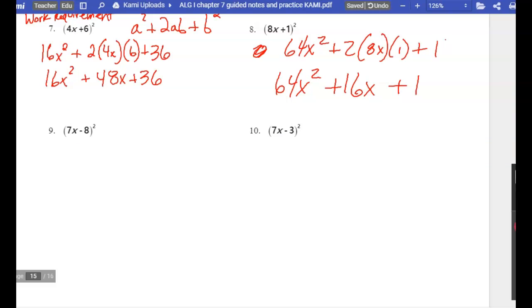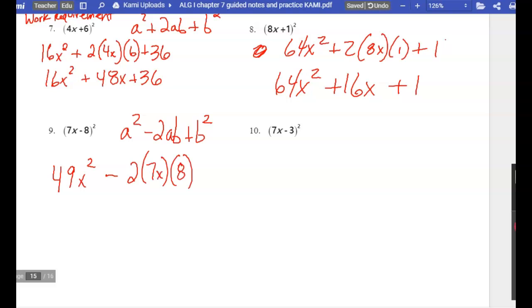Okay, remember our formula here is now a squared minus 2ab plus b squared. So we end up with 49x squared, 7x times 7x, minus 2 times the 7x, and then in this case you have to be careful of the trick here. You don't write a negative 8, because you're just writing down that 8. We're already accounting for it by the negative, but that's where the subtraction is.